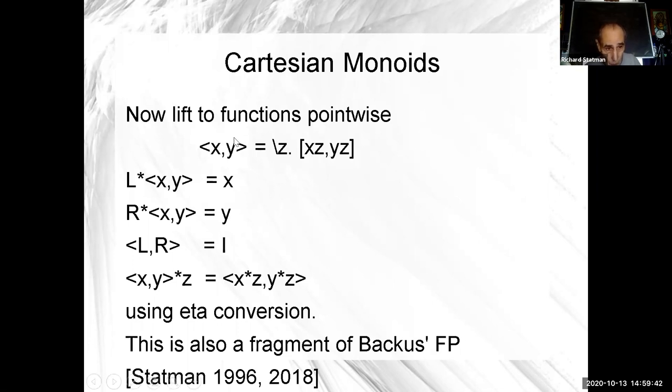So the pair of two functions is the pointwise pair, and they satisfy these axioms. These are not surprising, and you get one extra thing, and that is that composition distributes over pairing. Now, if we put this in the lambda calculus using eta, we get exactly the same answer. Here's B, and we're using eta all the time.